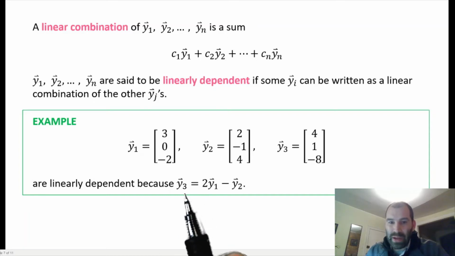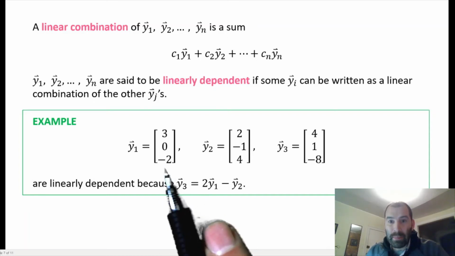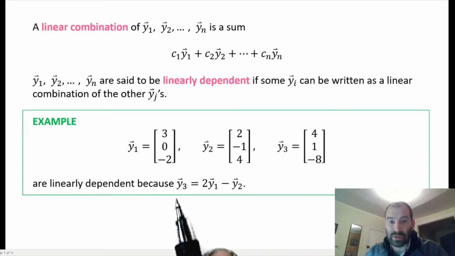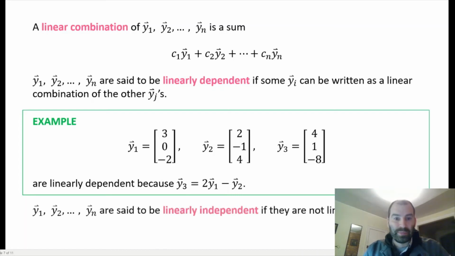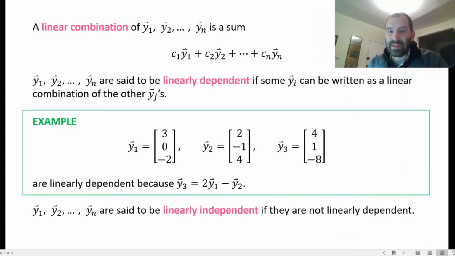And if you look, y3 is exactly twice y1 minus y2. Go ahead and check it. You'll see you get y3. So since y3 can be written as a linear combination of y1 and y2, this set is linearly dependent. Now, a set is said to be linearly independent if they are not linearly dependent. Okay, so that's what linear independence means.